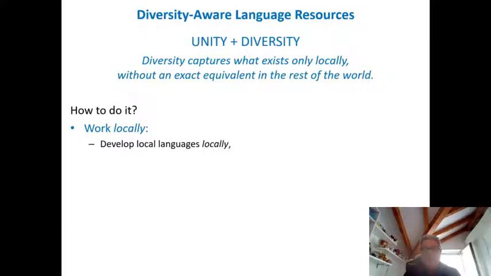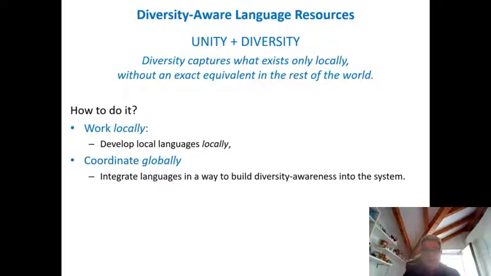If you really want to build the unity of the diversity, you just cannot do it yourself. You're just going to say, okay, we're going to do it for everybody. No, you need the people. And then, assuming that you find this kind of collaboration, you have to coordinate globally. The key point is really how to integrate languages in a way to build diversity awareness in the system. Diversity awareness and also unity awareness.